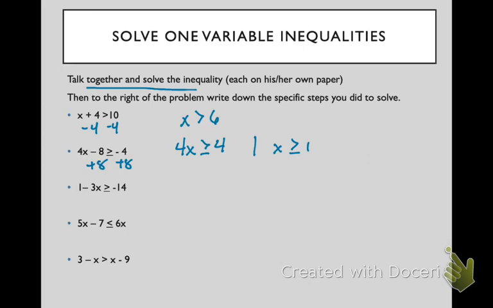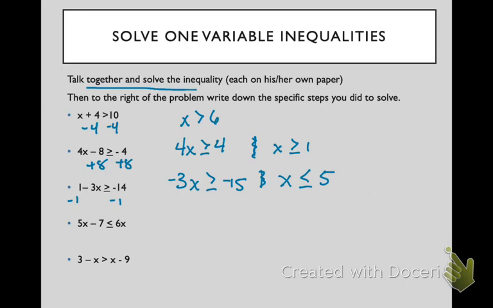The next one we have is 1 minus 3x is greater than or equal to negative 14. So let's start by moving that 1. So we have negative 3x is greater than or equal to negative 15. Now we need to divide. So hopefully you remember in an inequality, when you multiply or divide by a negative, it changes the nature of the inequality, and so you need to reverse the inequality sign. So we change the greater than or equal to, to less than or equal to.